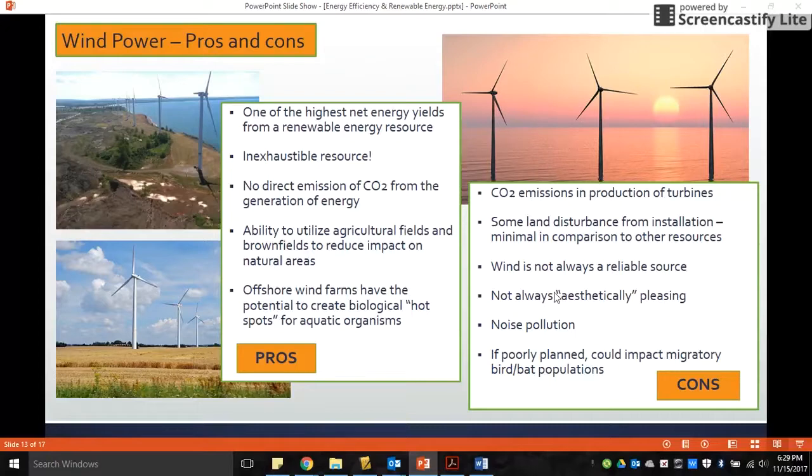Some cons to wind energy is that we might have some land disturbance from installation. It's not always reliable. Some people think that these things are ugly and then they're noisy. Another awesome thing about these is if they are put into agricultural fields, some farmers can receive about $3,000 to $10,000 per year in royalties from the government per turbine, which is great for our farmers.